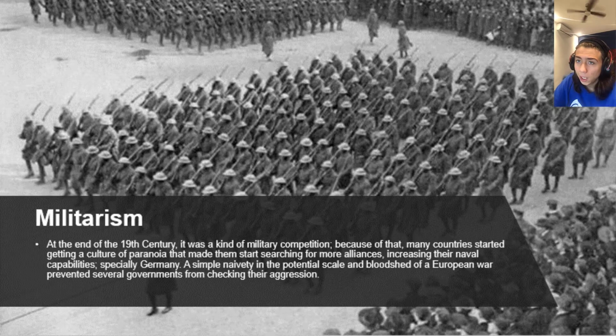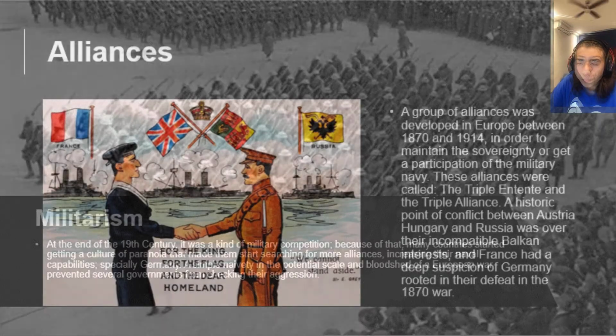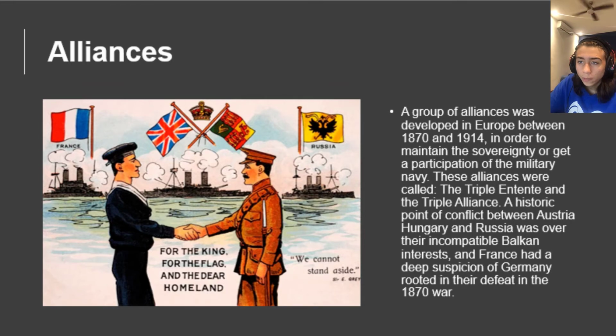And then it is alliances. A group of alliances were developed in Europe between 1870 and 1940 in order to maintain sovereignty or get a participation of the military navy. These alliances were called the Triple Entente and the Triple Alliance. So yeah, there have always been two teams in World War One and World War Two: the Triple Entente and the Triple Alliance.